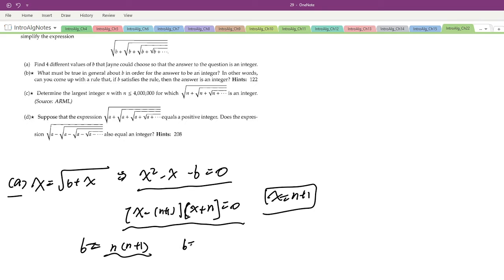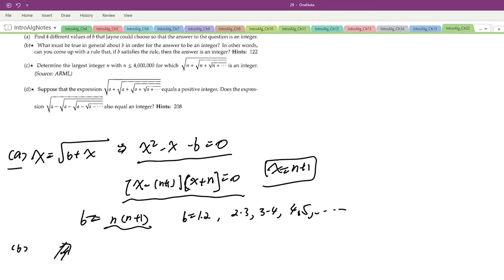So we can see b equals 1 times 2, 2 times 3, 3 times 4, 4 times 5, and so forth. So what must be true about b in order for the answer to be an integer? We already found a very general case for question A.